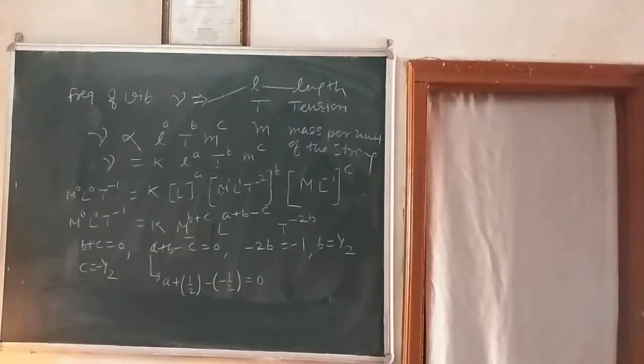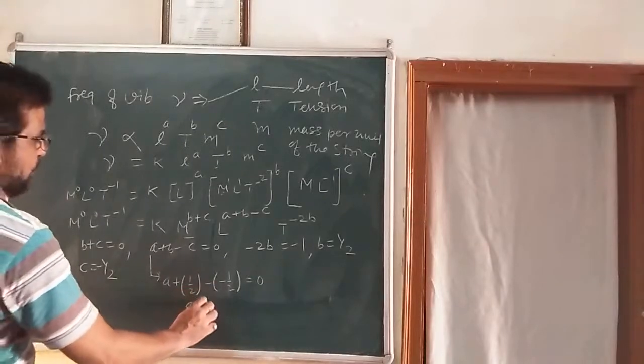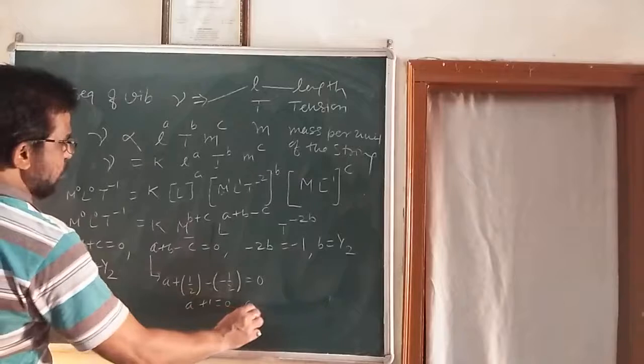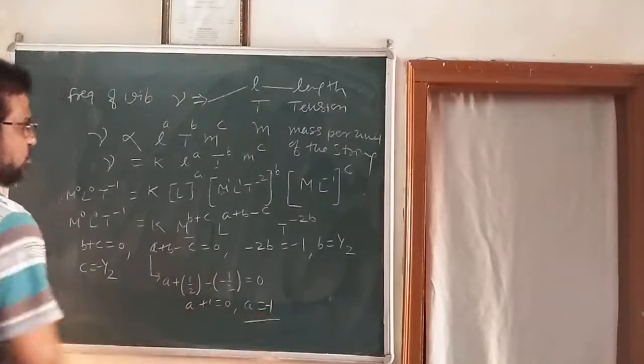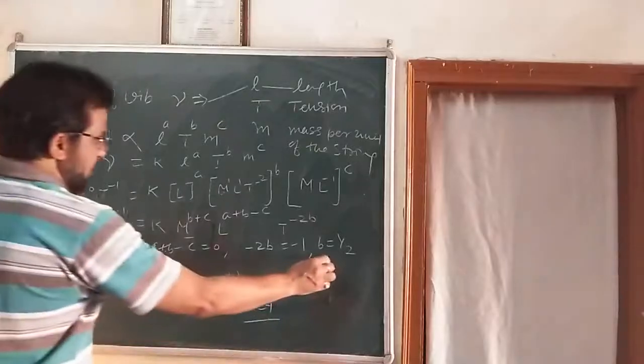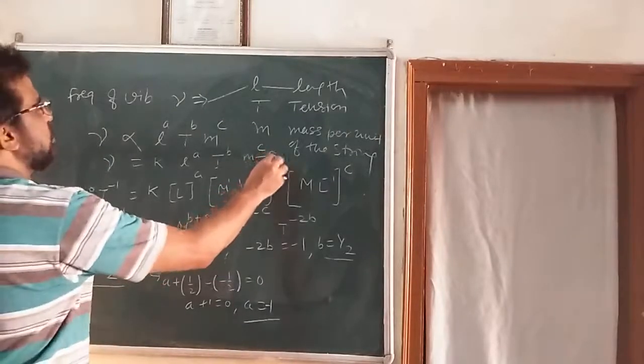So you are getting 1 by 2 plus 1 by 2, A plus 1 is equal to 0, A is equal to minus 1. So we are getting A is equal to minus 1, B is equal to 1 by 2 and C is equal to minus 1 by 2. Is it clear? Put these values in our equation number 1. This is our equation number 1.